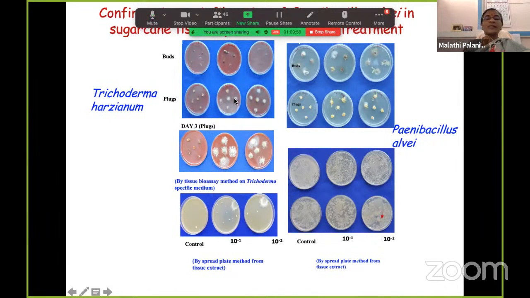And here we can see, after infiltration, after treating the sets, we could see the growth of Trichoderma in the treated sets as well as growth of Bacillus in treated sets, in buds as well as in internal tissue.